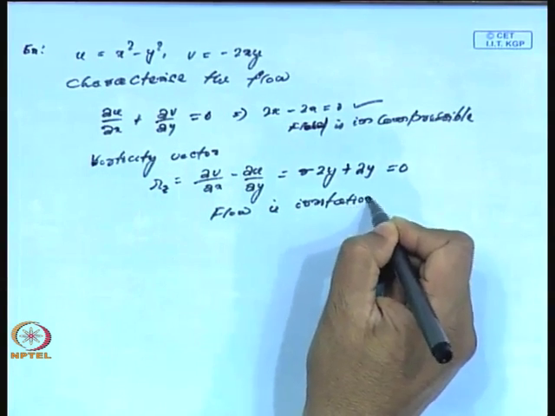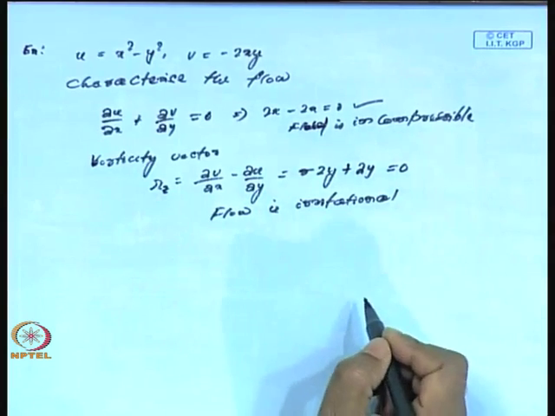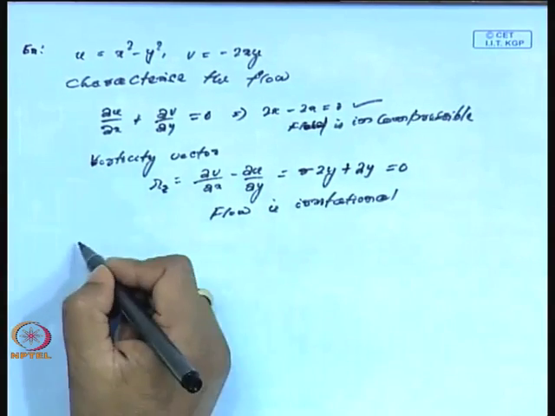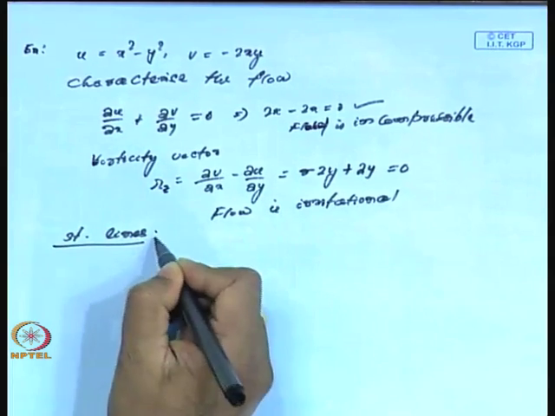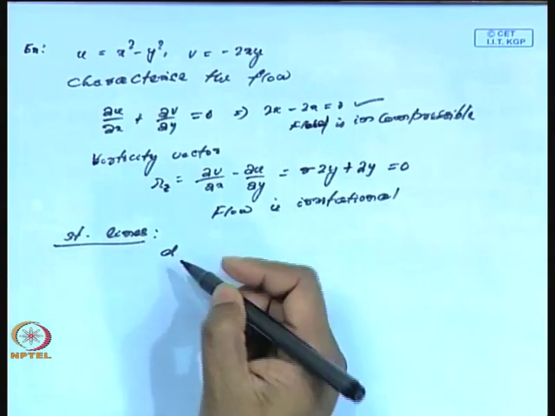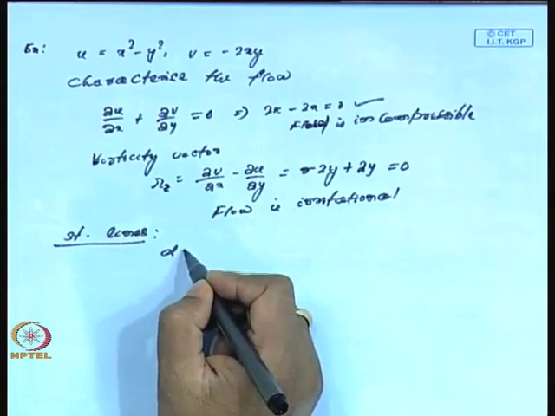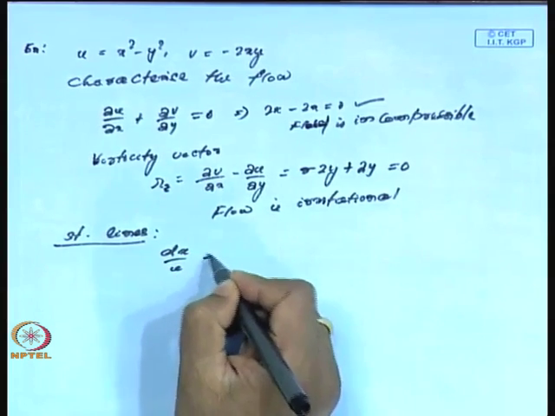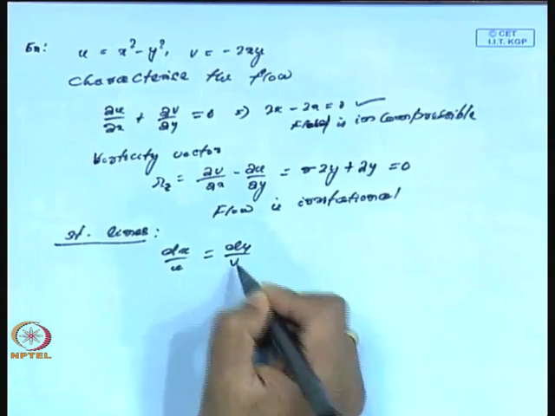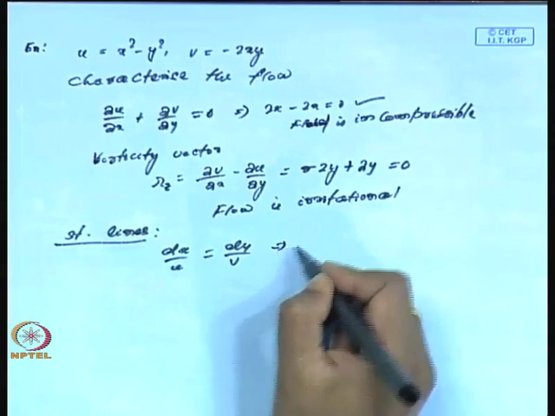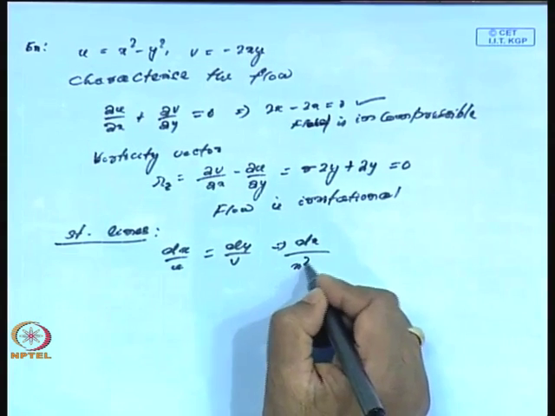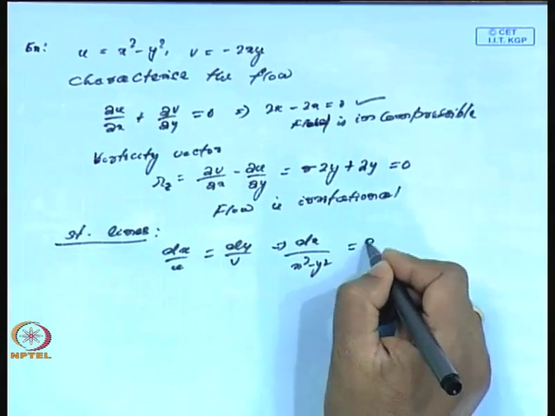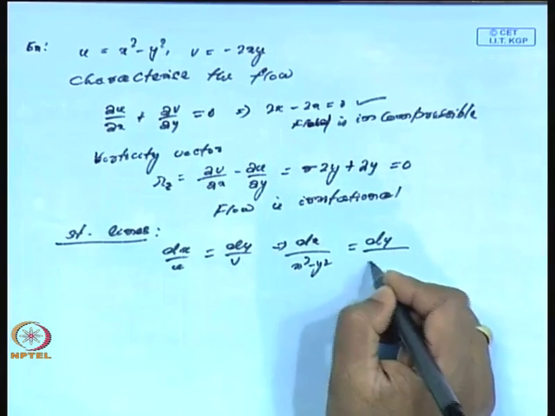Once these two things are known, that the flow is incompressible and irrotational, obviously the next question is to know the streamlines. To know the streamlines, we first have to look at the equation of the streamlines. The equation of the streamlines is dx by u equals dy by v, and that gives us dx by x square minus y square equals dy by minus 2xy.